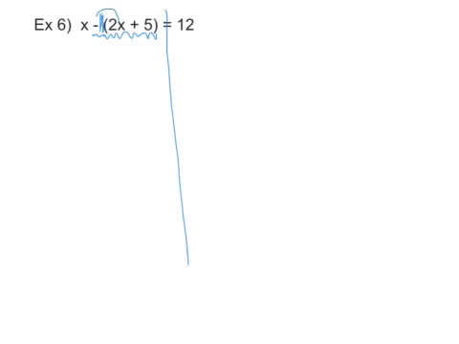So negative 1 times 2x is negative 2x. Then we're going to distribute this negative 1 to the 5. So negative 1 times 5 is negative 5. Now we didn't do anything with this x out in front though, so we're just going to carry it down and equals 12. So then step 2 says that we're going to combine like terms.